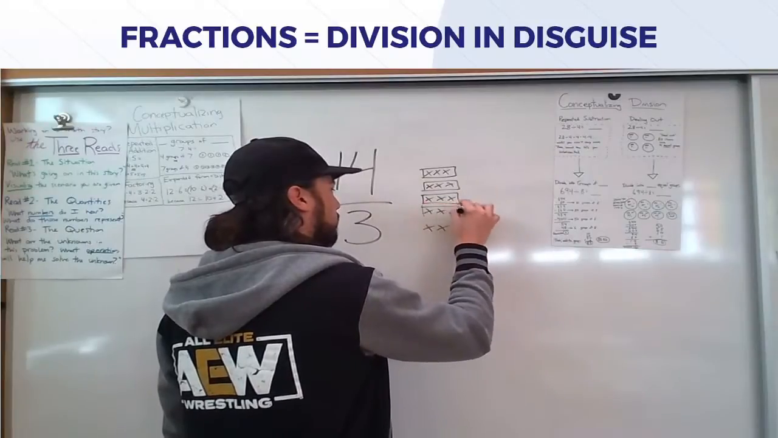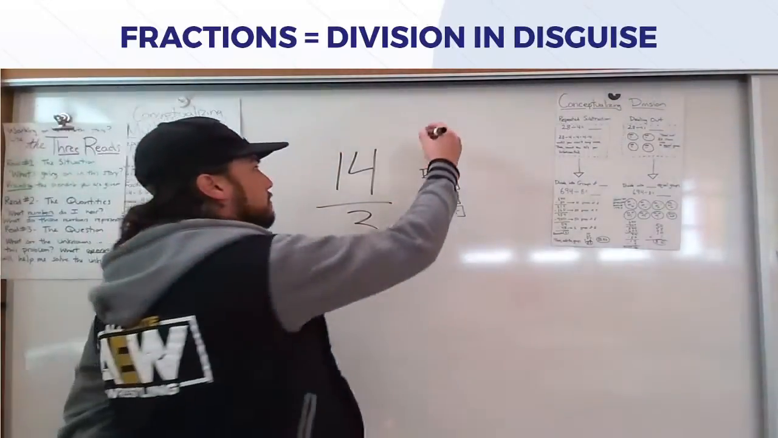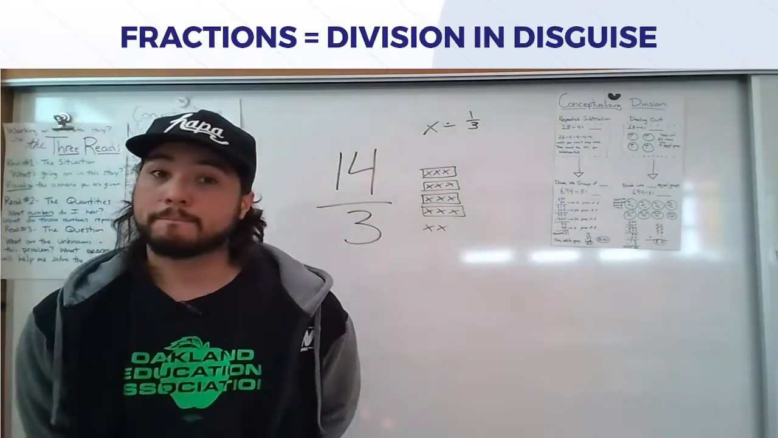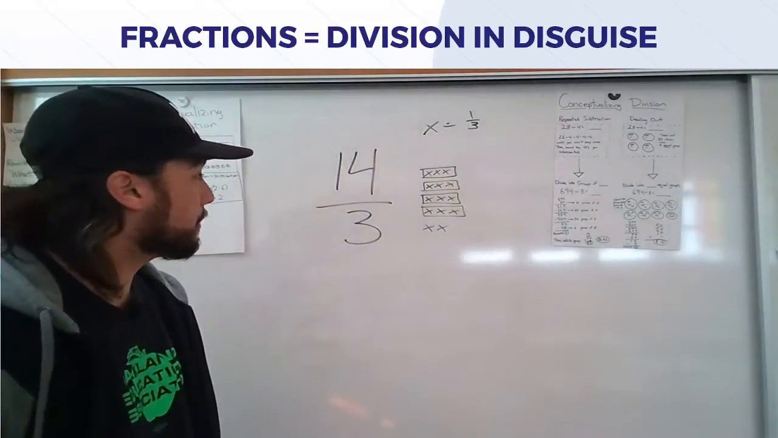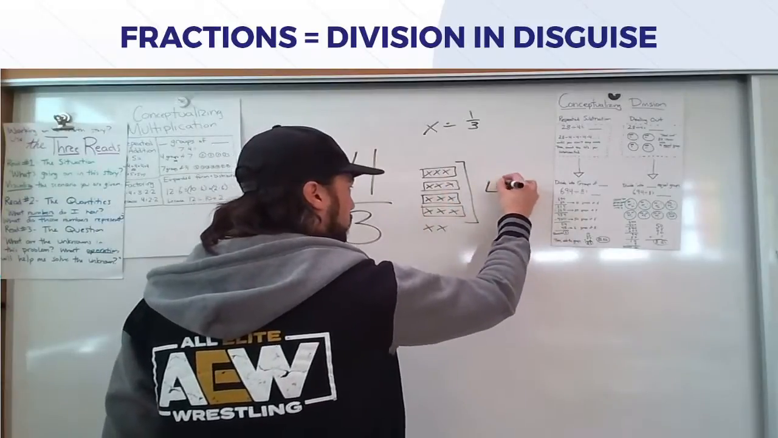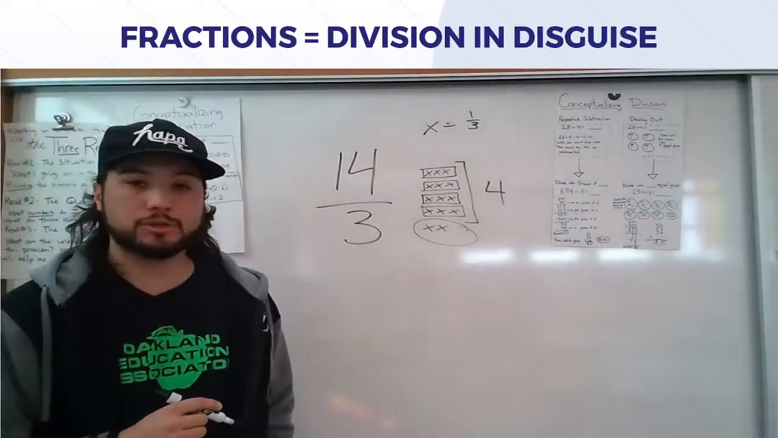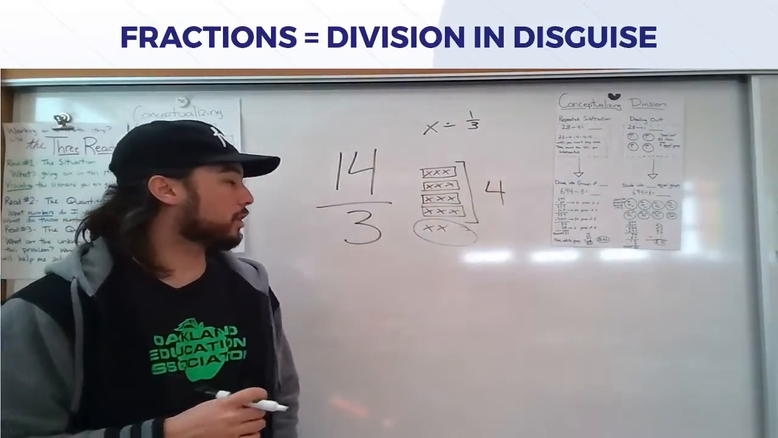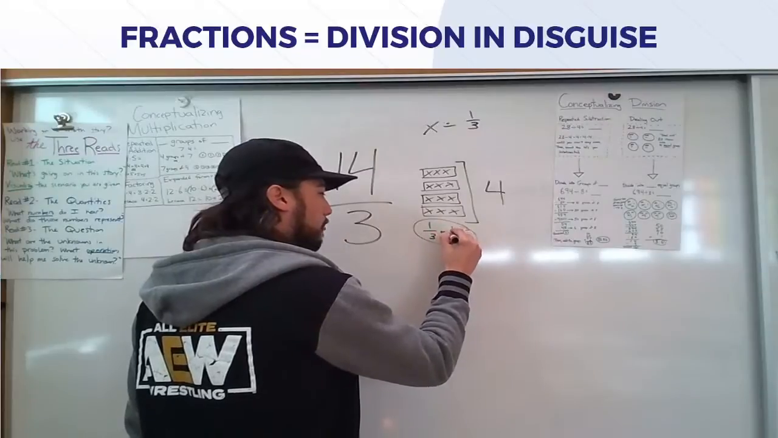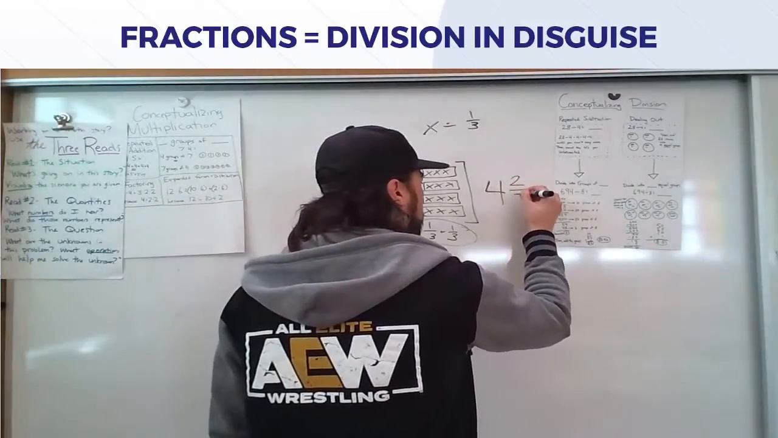1, 2, 3, 4, 5, 6, 7, 8, 9, 10, 11, 12, 13, 14. So there's our 14 X's, and each X in this case equals 1/3. Now, how many whole fractions bars, how many ones did I end up with here? 1, 2, 3, 4. And then what's left over? 2 X's, or 2 whats? If each X equals 1/3, then I end up with 1/3 plus 1/3, 2/3.